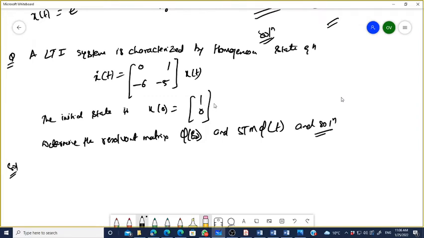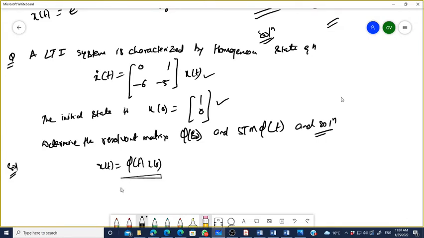The initial value is given, the state equation is given. First of all, identify whether this is a homogeneous or non-homogeneous equation. It is a homogeneous equation. So what is the solution for the homogeneous equation xt? I already told you: phi t into x naught.